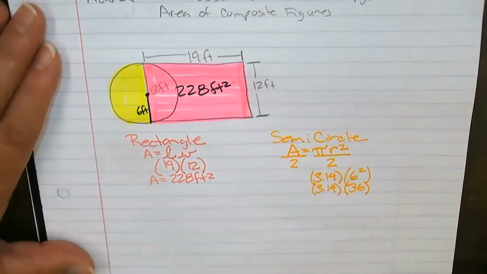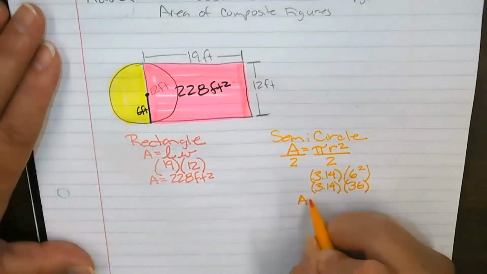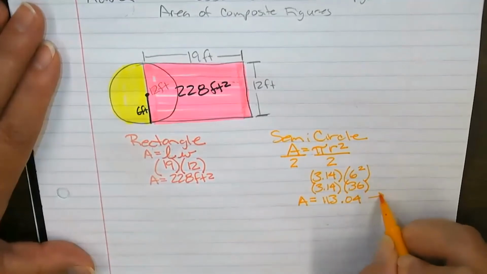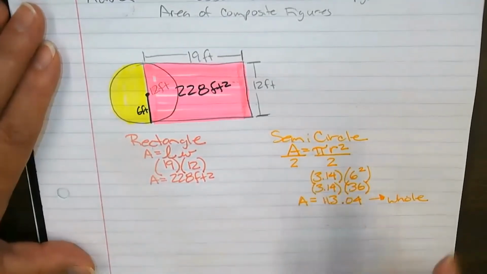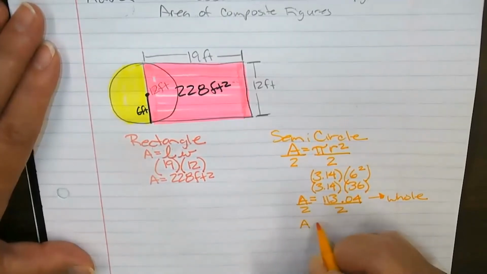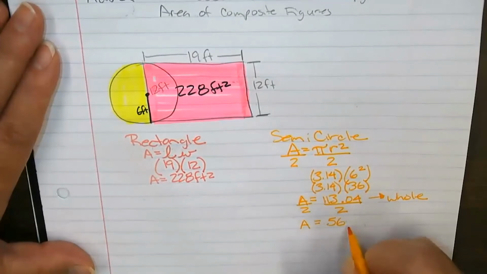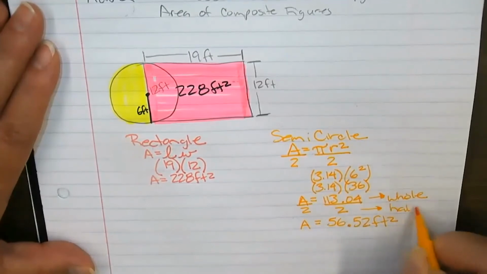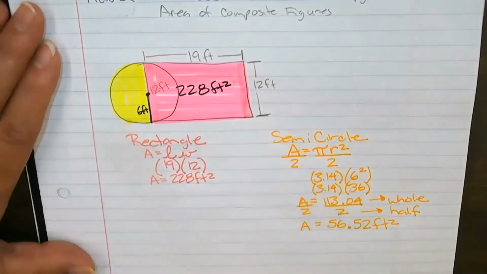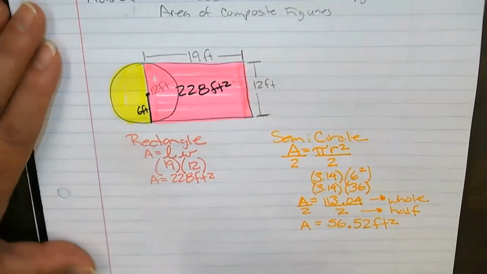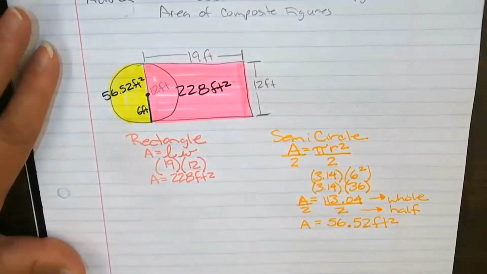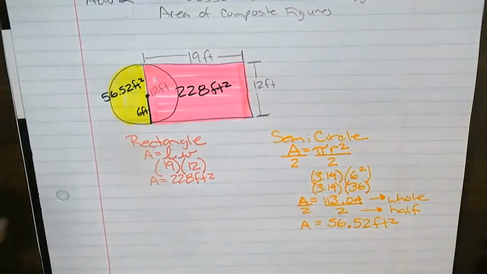Now I'm going to use my handy dandy calculator, and I'm going to find that the area is equal to 113.04. But remember, this is the whole circle. I want half of the circle. So I'm going to divide everything by 2. So my area is actually equal to 56.52 feet squared. We're dividing it by 2 because we want half of the circle. So it might be helpful. My area of the semicircle is 56.52 feet squared.